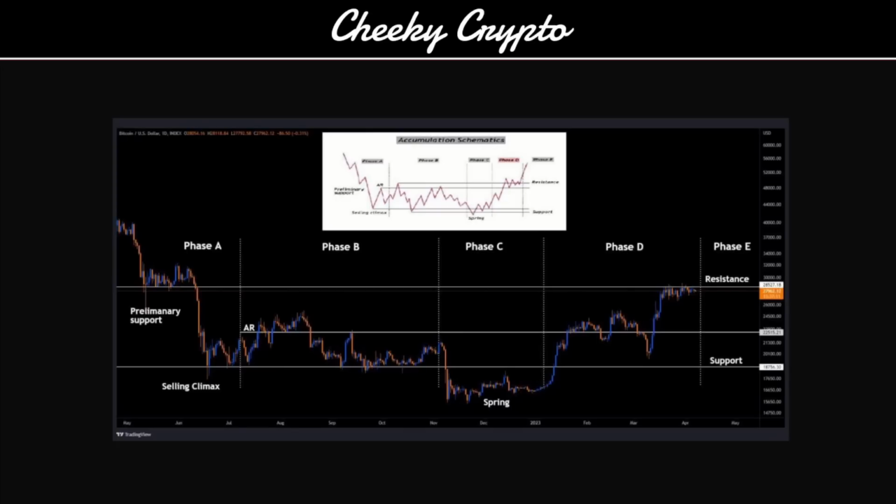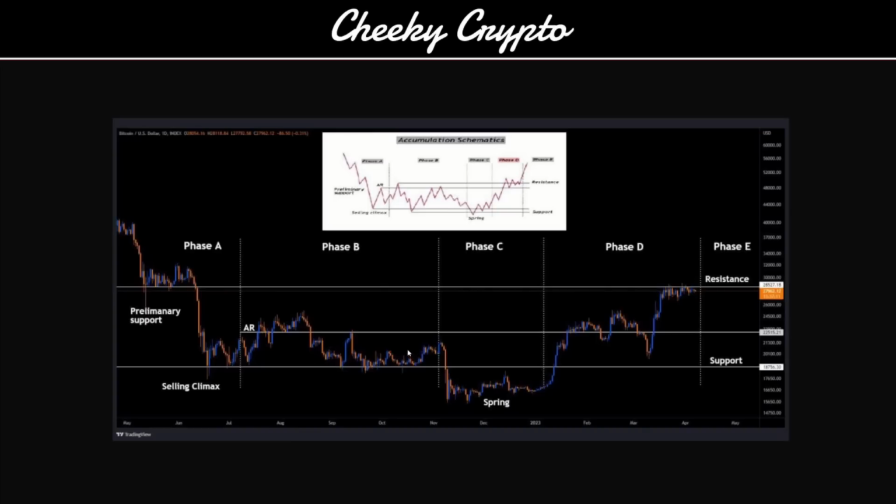It's not possible because the secondary test in phase B did not go down lower than the selling climax of phase A on the schematic down here, right? So you can see on the schematic, this area is lower than the selling climax, and you can see the selling climax is the low. In fact, it is the lowest point until phase C.